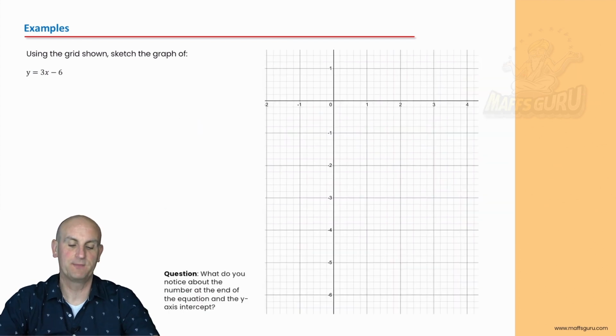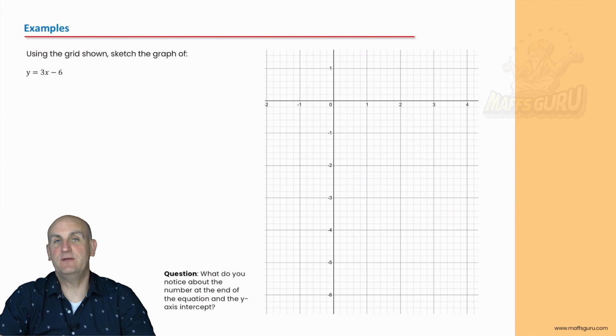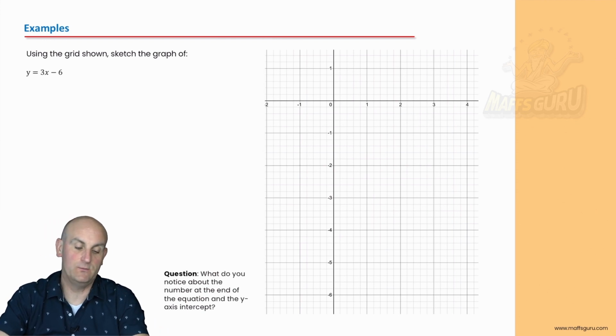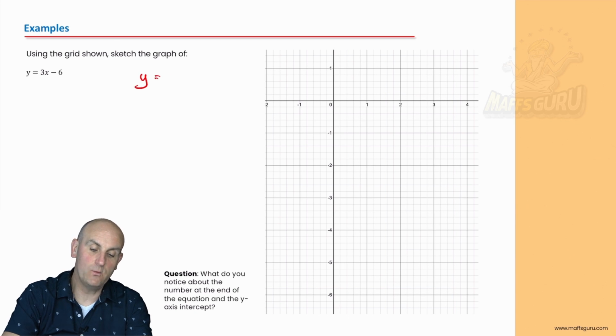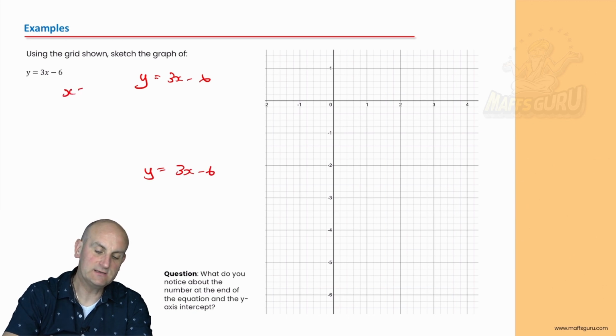And again, we don't have to have it in intercept form. We can still do it in exactly the same way. Just write the equation down. y equals 3x minus 6. Write it down twice. y equals 3x minus 6. For this one here, let x equal 0. For this one here, let y equal 0.